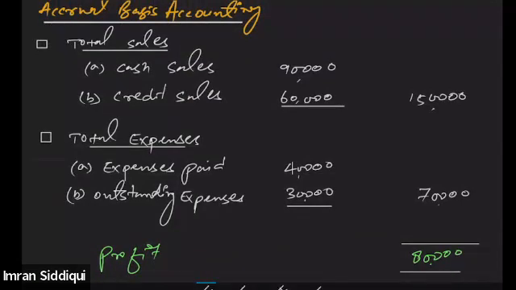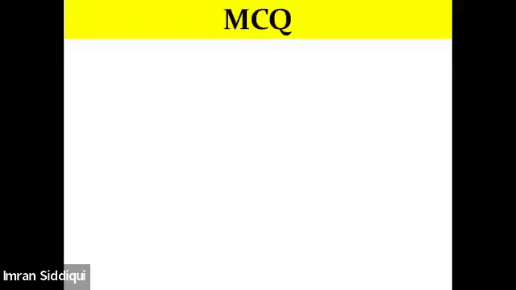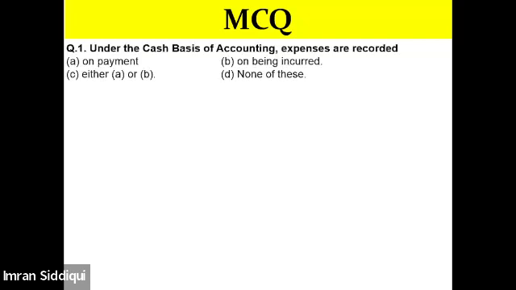So this is it. I don't have any other question right now that I can give you to try. But let's do a few MCQs based on the discussion that we did in this chapter. You have to tell me the correct answer. Question number one, and Ritika will answer this. It says under cash basis accounting, expenses are recorded on payment, on being incurred, either A or B, or none of these. Ritika, tell me.